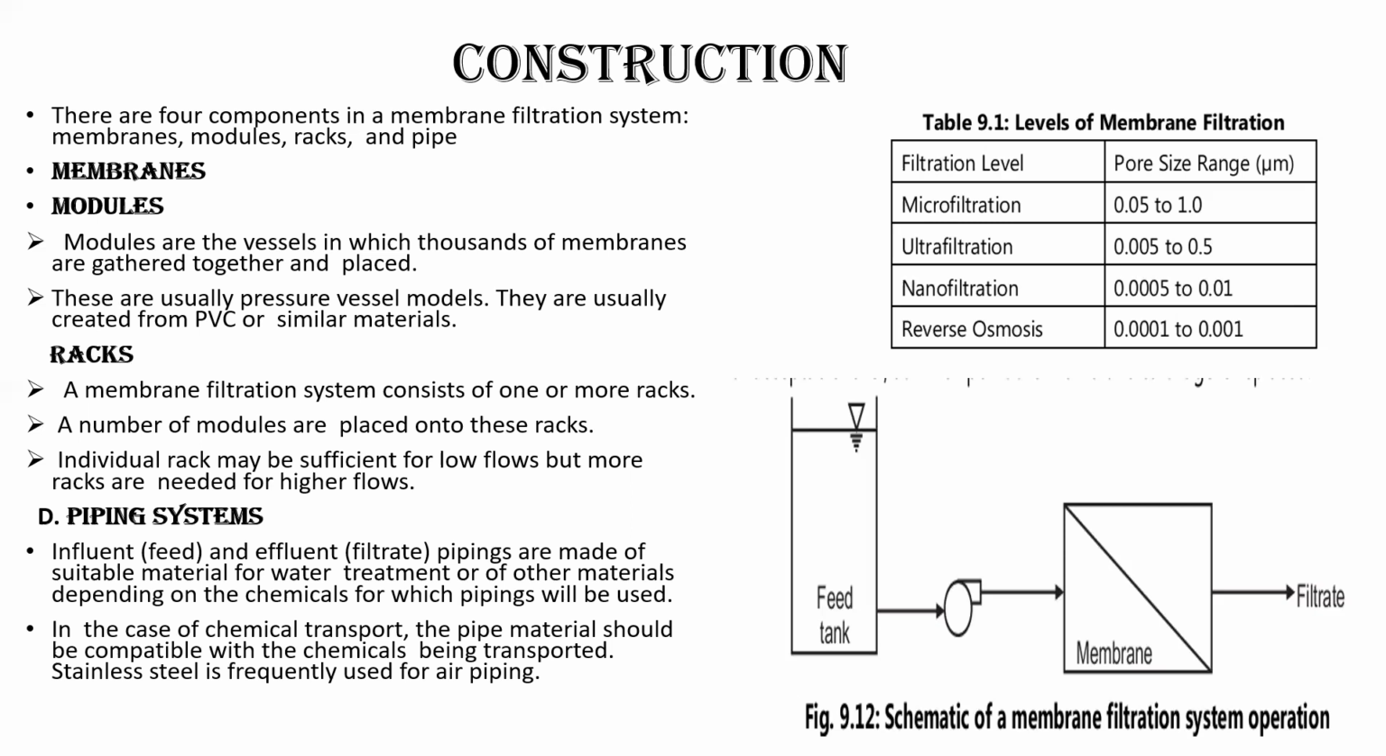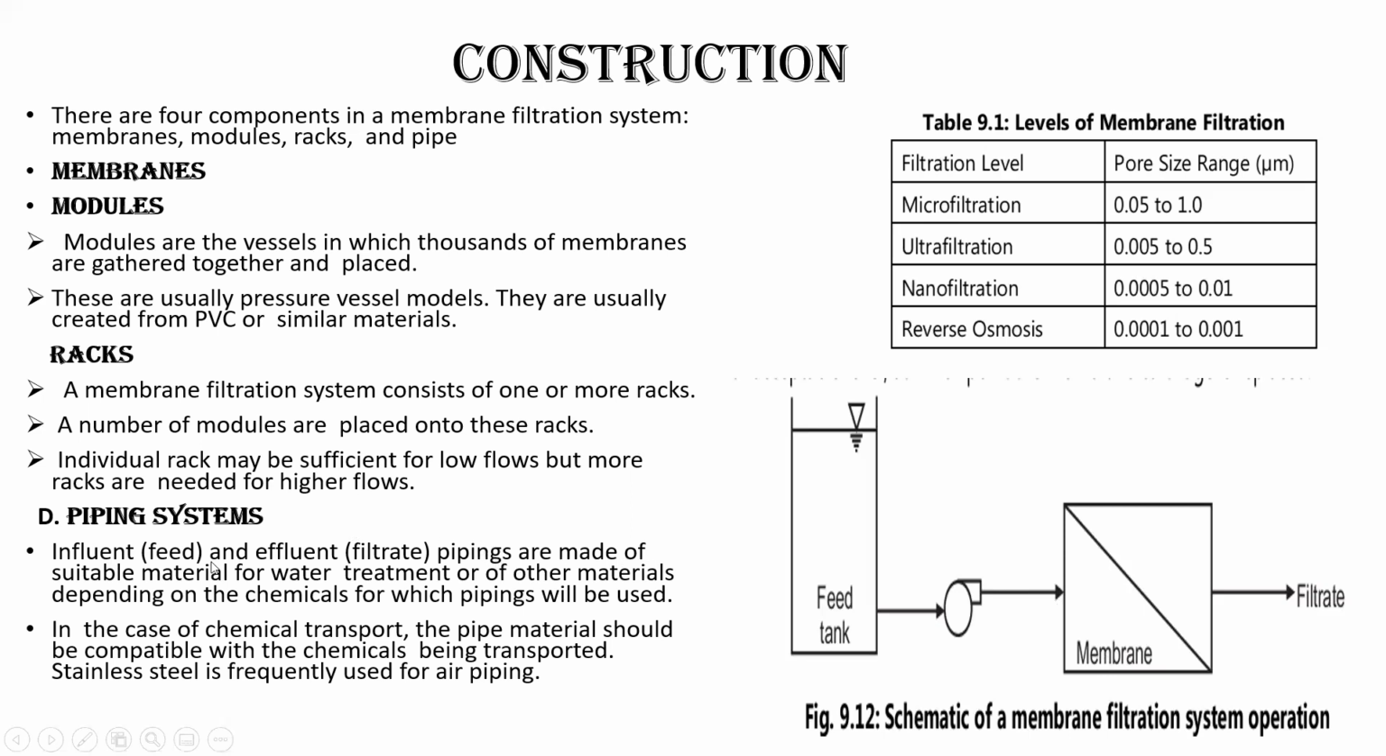Last component, that is the piping system. There are influents and effluents. Influent means feed, which comes from the feed tank, and effluent is the filtrate from this rack or these vessels. There is piping for this influent, that is feed, and effluent, that is filtrate.